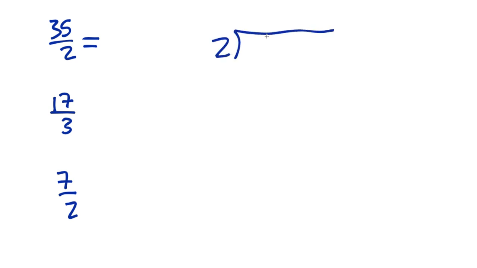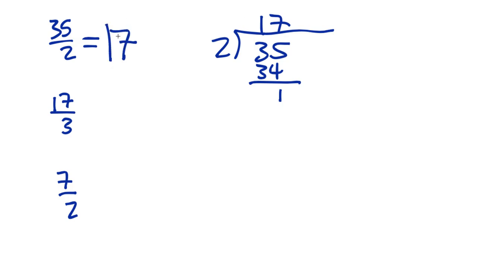We're going to go 2 into 35. That goes 17 times. Looks like that'll be 34, remainder 1. Now I want to show you this 17, that's our answer. That's going to be our new number here, 17. And then 1 is going to be the numerator, and the original denominator, 2, is still going to be the denominator. I want to color code everything just to make it easy.